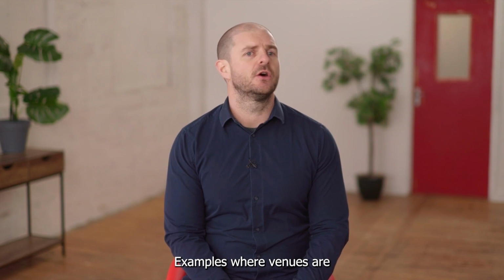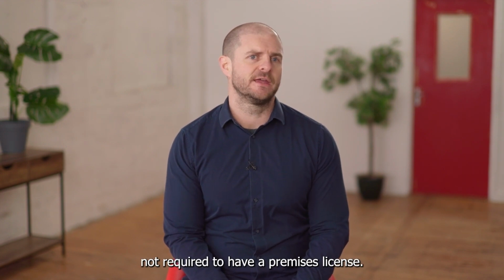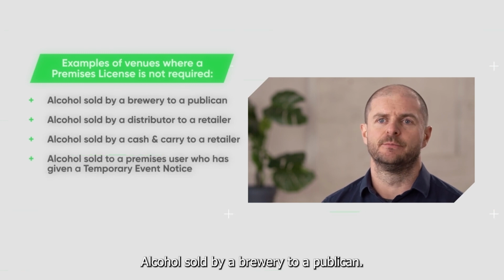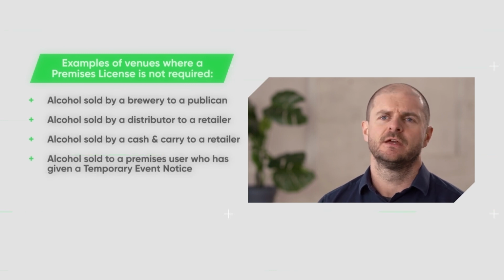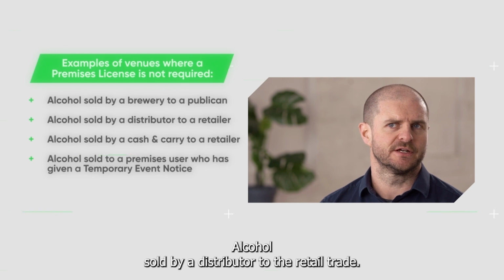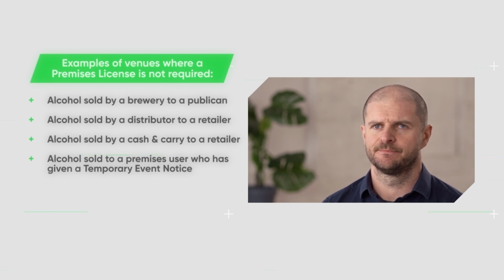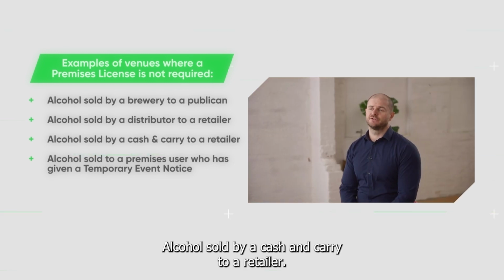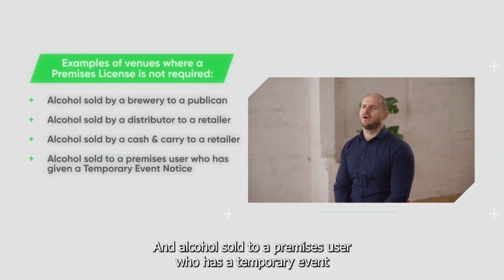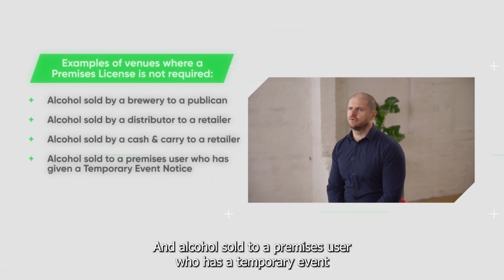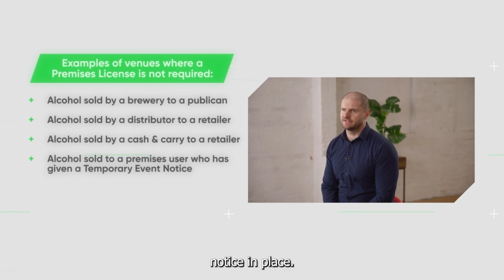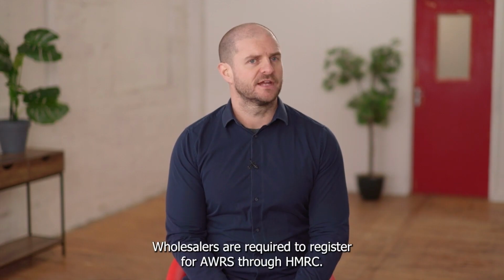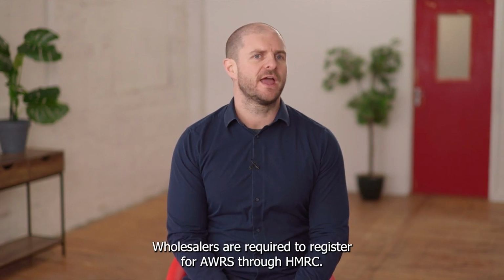Examples where venues are not required to have a premises license. Alcohol sold by a brewery to a publican, alcohol sold by a distributor to the retail trade, alcohol sold by a cash and carry to a retailer, and alcohol sold to a premises user who has a temporary event notice in place. Wholesalers are required to register for AWRS through HMRC.